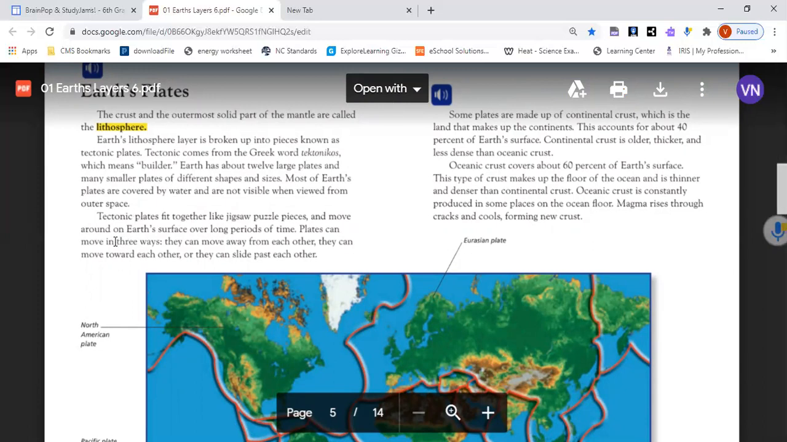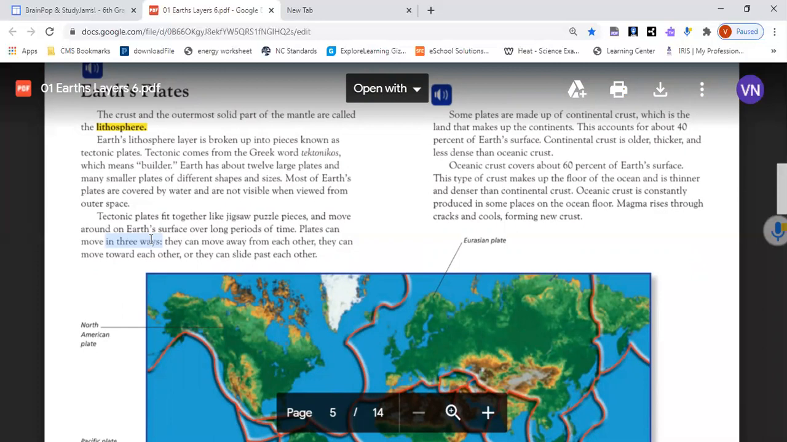Plates can move in three ways. Now, this is another very important concept. Plates can move in three ways. They can move away from each other, they can move towards each other, or they can slide and pass by each other. Okay, so that's another important thing.